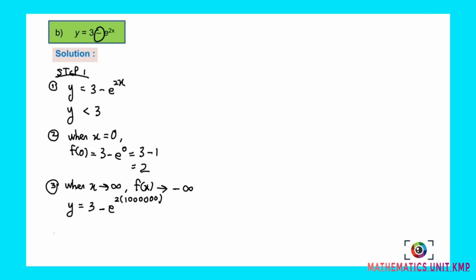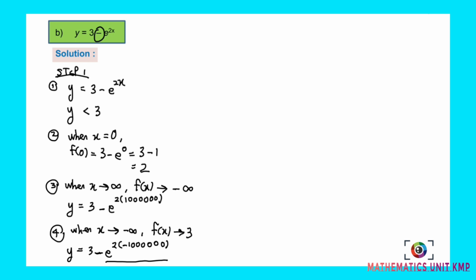Baik. Last step, step 4. When x approaching negative infinity. Okay. 3 minus e to negative infinity. Alright, you calculate yourself. Ya, ini sahaja dah menghampiri 0. Bila menghampiri 0, hanya tinggal 3. Jadi fx approaching to 3. Faham ke 4 step tu?